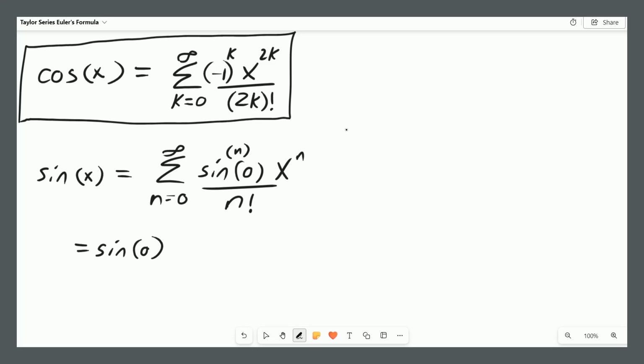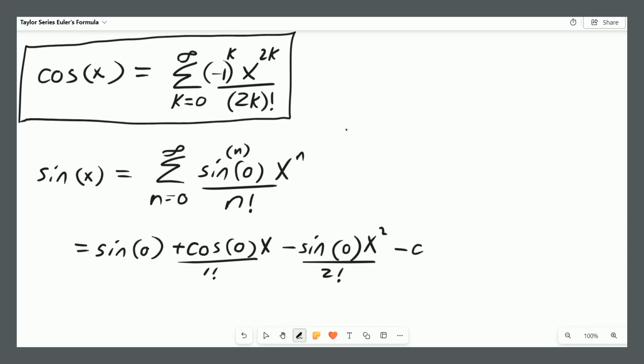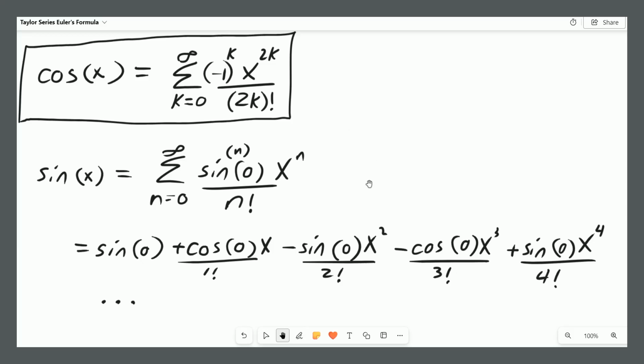So we have sine of 0, plus the derivative of sine, so that's cosine of 0 times x over 1 factorial, plus the derivative of cosine, so minus sine of 0 times x squared over 2 factorial, plus the derivative of negative sine, so that's going to be negative cosine at 0 times x cubed over 3 factorial, and then the derivative of negative cosine, positive sine at 0 times x to the power 4 over 4 factorial, and we see the pattern emerging here.